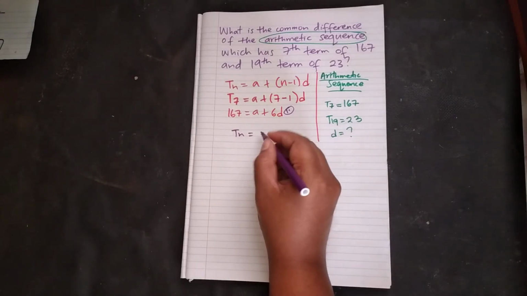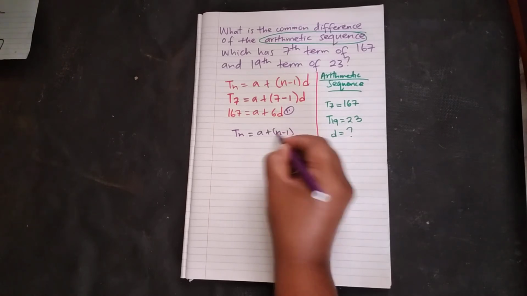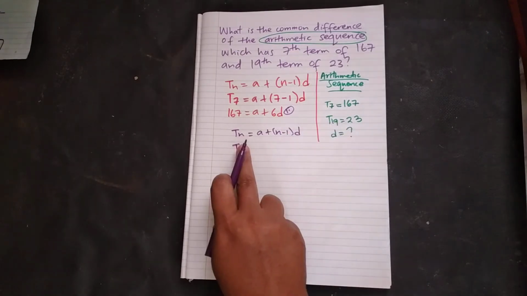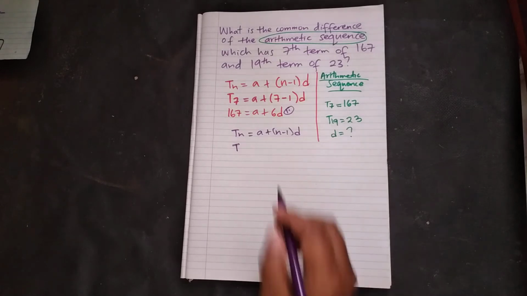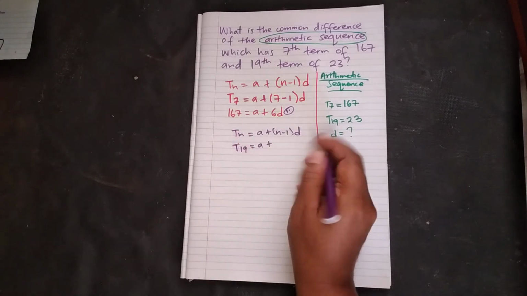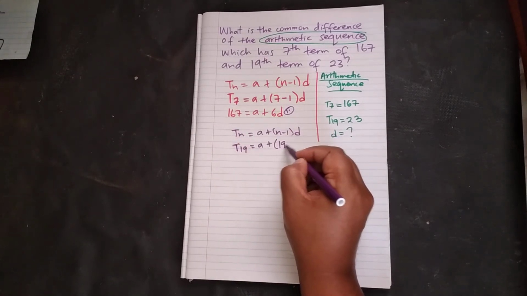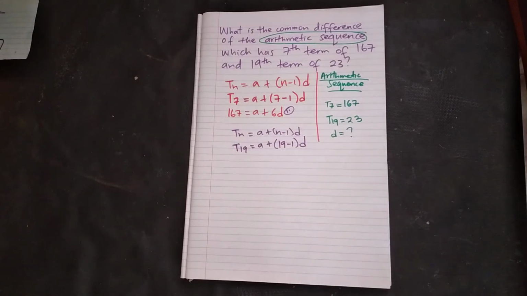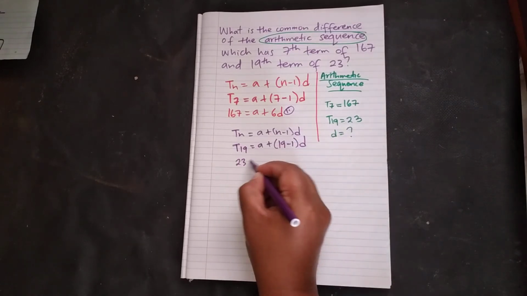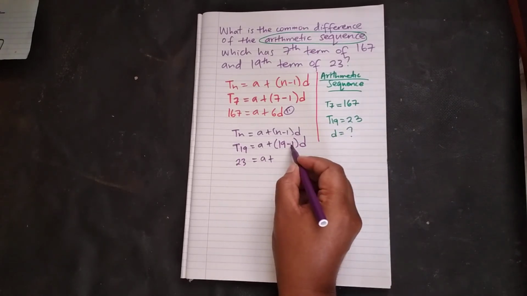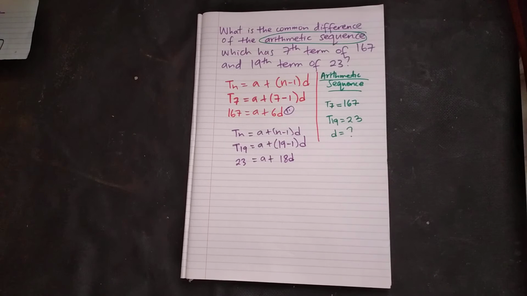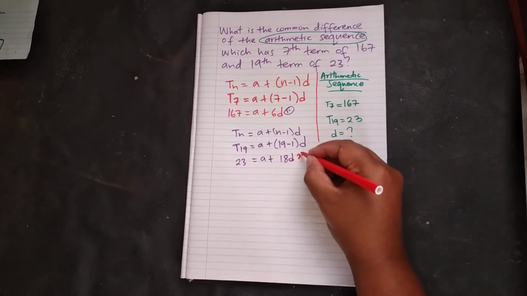Tn equals a plus n minus 1 multiplied by a common difference. Now it is T19. So in place of n, we will put 19 there, equals a plus, our n is 19, so in place of n on the right hand side, we will also put 19 there, minus 1 multiplied by our d. And the value of T19 is given in the question, which is 23. So 23 equals a plus 19 minus 1 will give us 18, and 18 times d is 18d. So that will be our second equation.